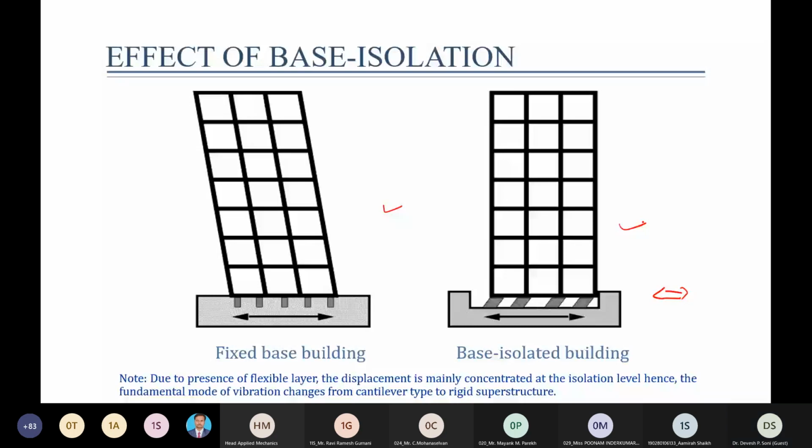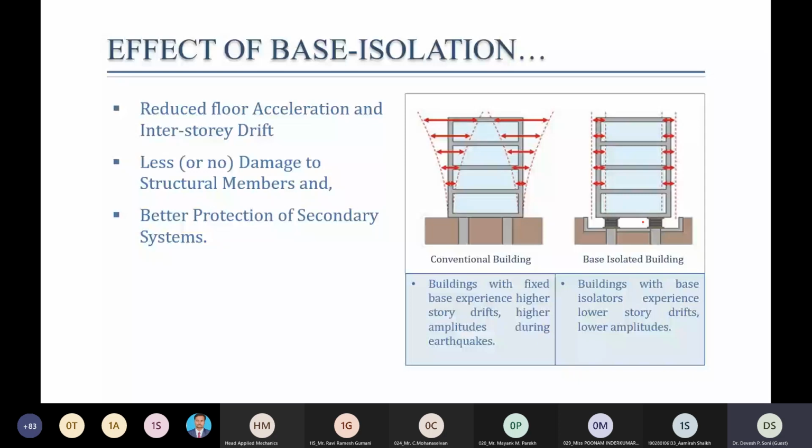Moving next, the effect of base isolation. As we have seen previously, it reduces the floor acceleration and interstory drift. Then there is less or no damage to the structural members. And the next one is better protection of secondary systems. So these are the three main effects of the base isolation system, which are further explained by these two diagrams. Over here we can see that the displacement, or say the seismic forces, follow a triangular pattern. It means the forces are more at the top, and as we go down, the forces reduce.